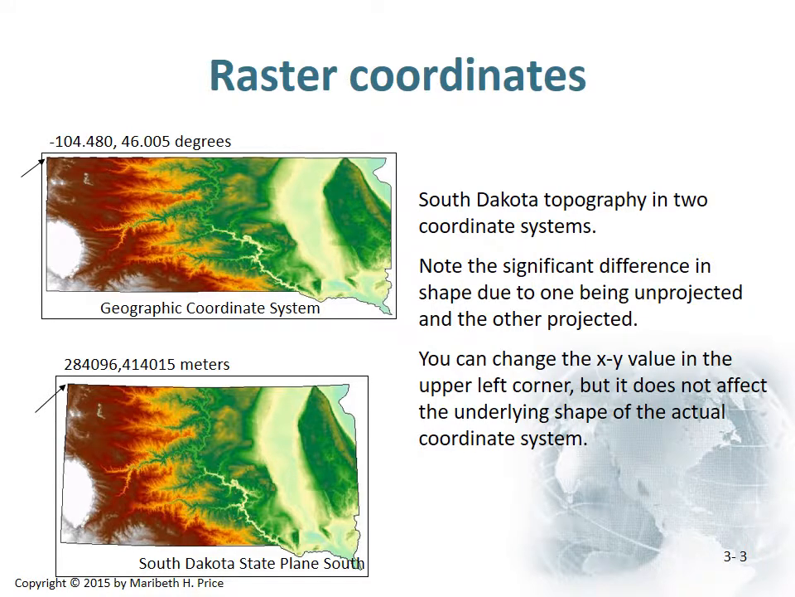Okay, and so, see, Price has this other note in here. Their paragraph: you can change the XY value in the upper left corner. It doesn't affect the underlying shape of the actual coordinate system defining this thing. Okay. Typically, you're not going to go in and change a lot of coordinates on a raster unless that raster is damaged. You know, you're not going to worry about doing that. Pretty much what you see is what you get.